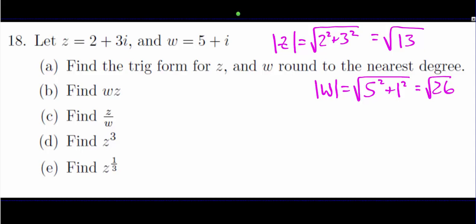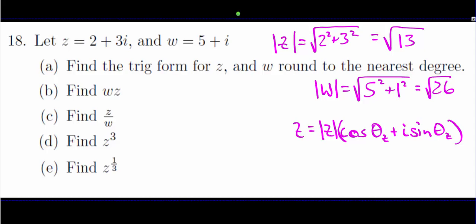Now we're trying to find the trig form. So I need not only the modulus. Now remember, the trig form goes like this. z is going to be the modulus of z times cosine of its angle, plus i sine of its angle. There's what the trig form looks like. Now we've got the modulus, which is the square root of 13, but I need the angle.